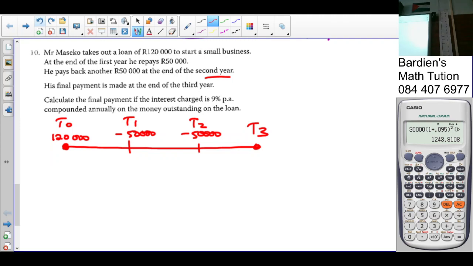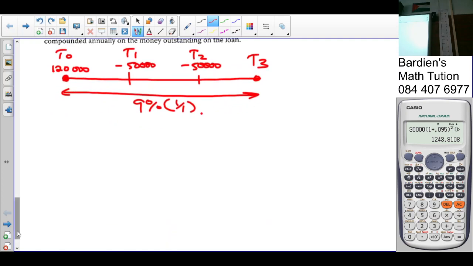Not so? The final payment is the amount he owes at that point. Calculate the final payment if the interest charge is 9% per annum, compounded annually on the money outstanding on the loan. I'll do it both ways for you.